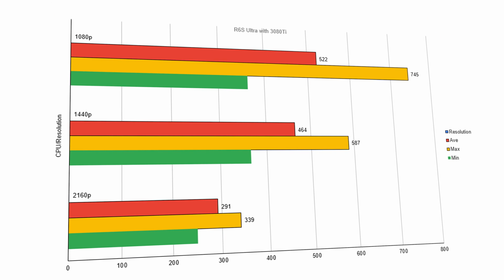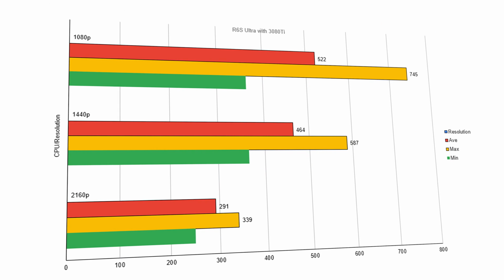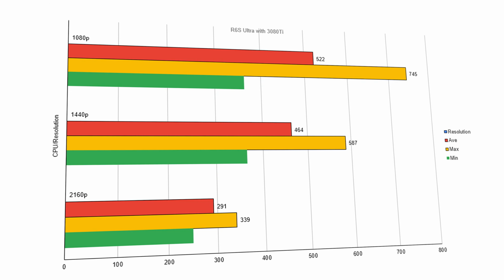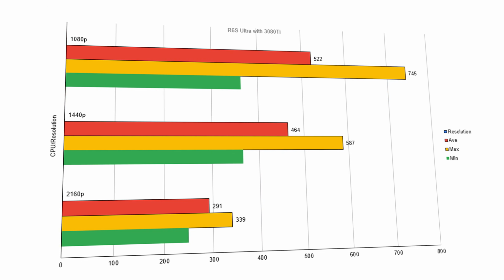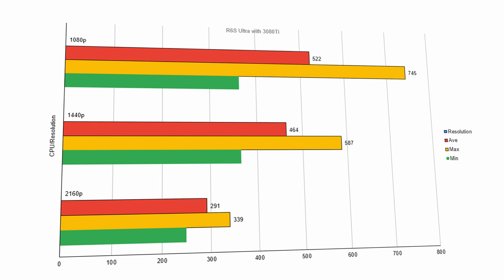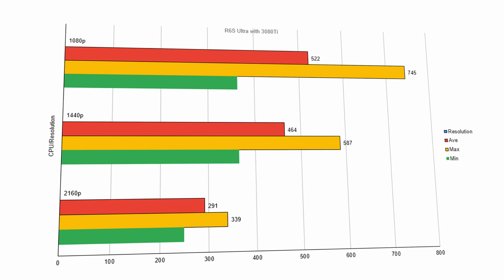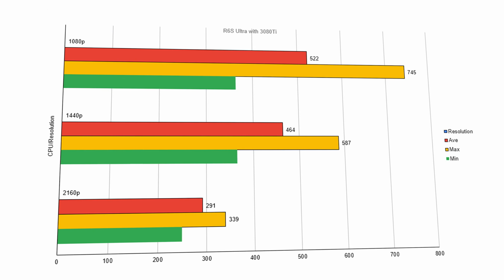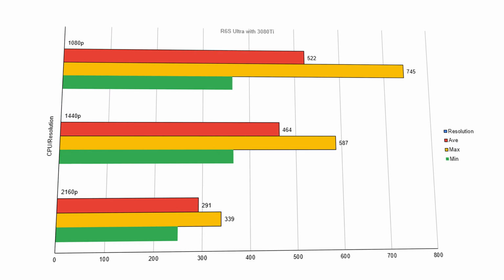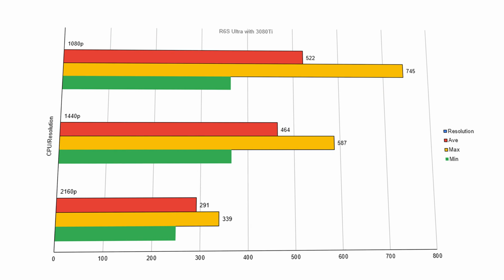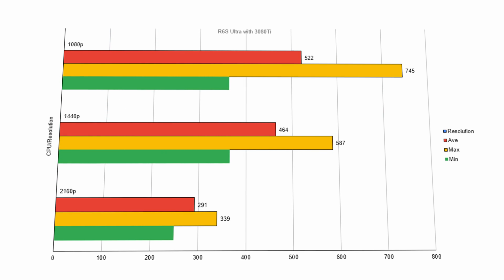Last but not least, Rainbow Six Siege with Ultra, and this was more to test the actual upper frames of the CPU, but again, we see 522 for an average on 1080 and 464 on 1440, with a massive drop in 2160 or 4K at 291. Again, this affirmation comes in that 1440p seems to be the way for the future of gaming.